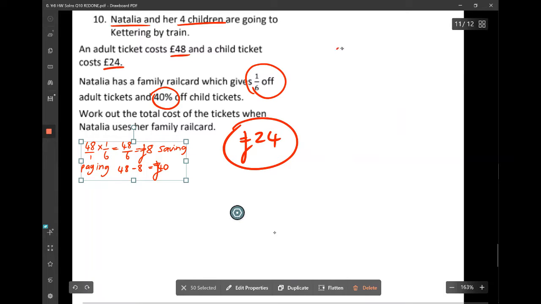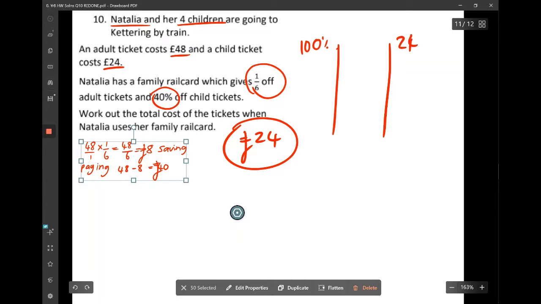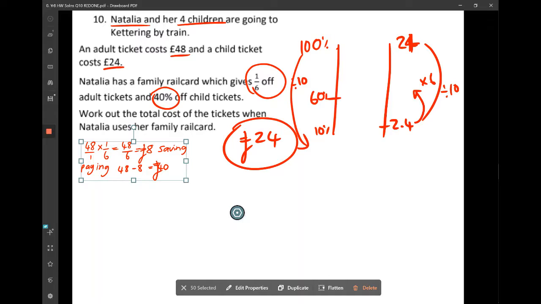So we know that if she were to pay full price, she would pay 24. And we want to find 60%. So for 10%, I divide by 10. So I'm going to do 24 divided by 10, which gives me 2.4 or £2.40. And then for 60%, I'm going to multiply it by 6. So 2.4 times 6 will give me £14.40. That is the price that she's paying for each ticket.